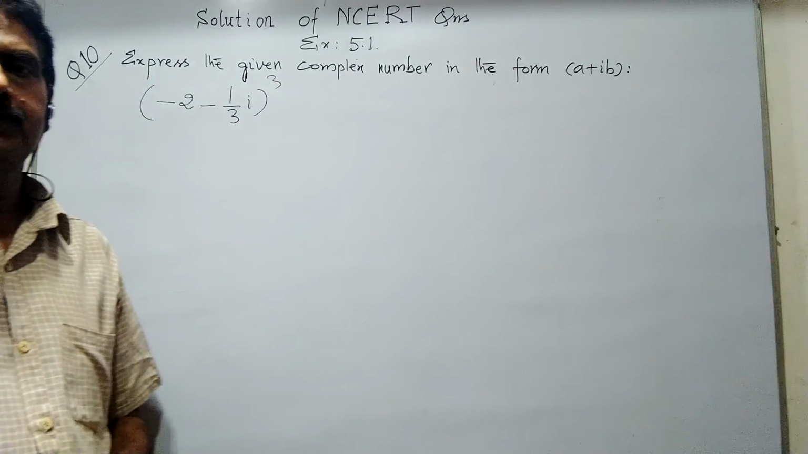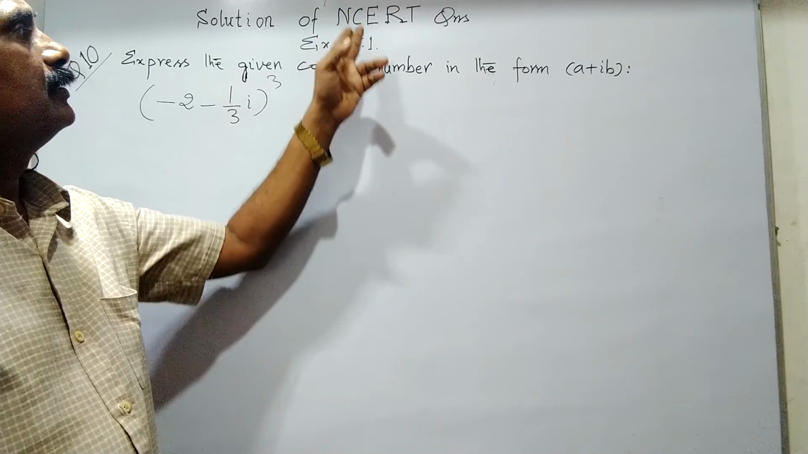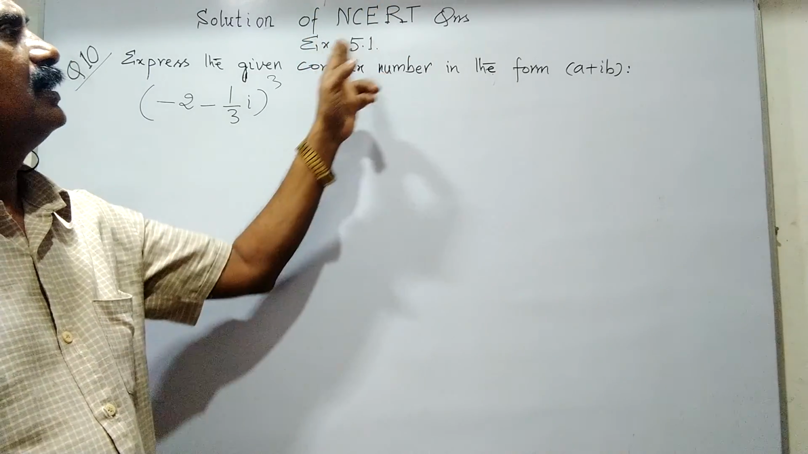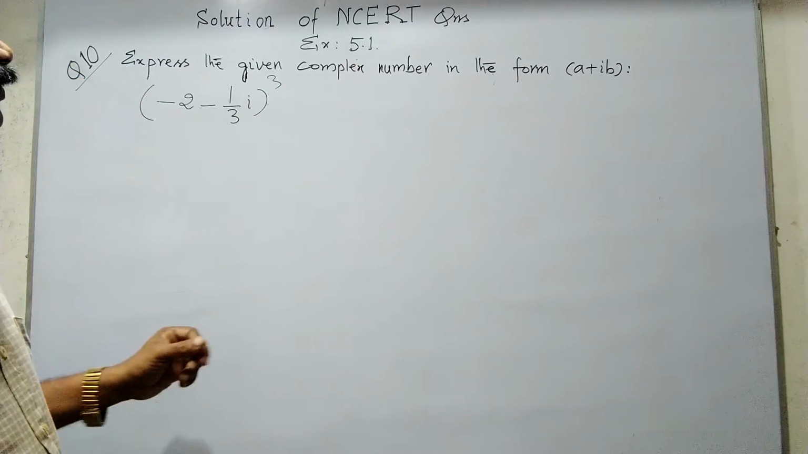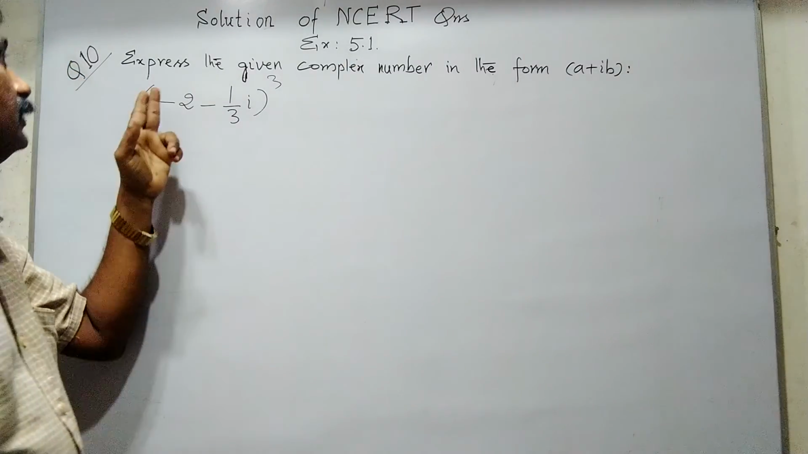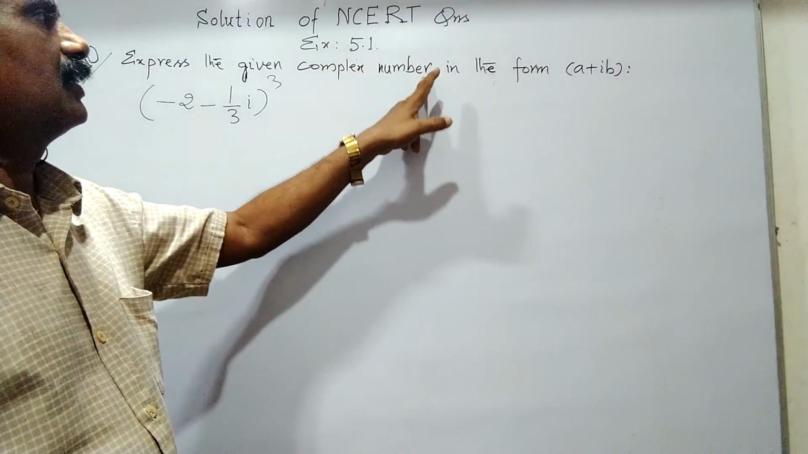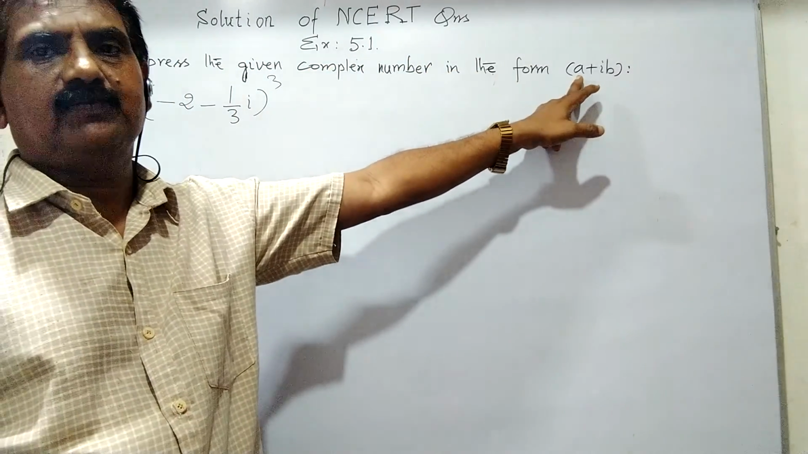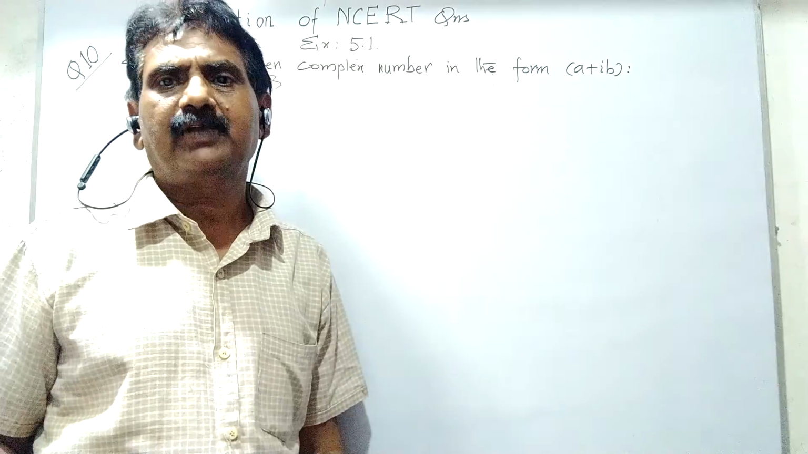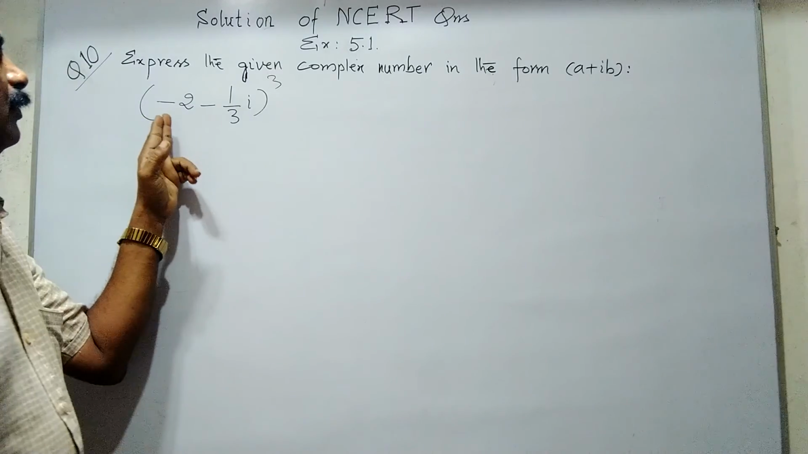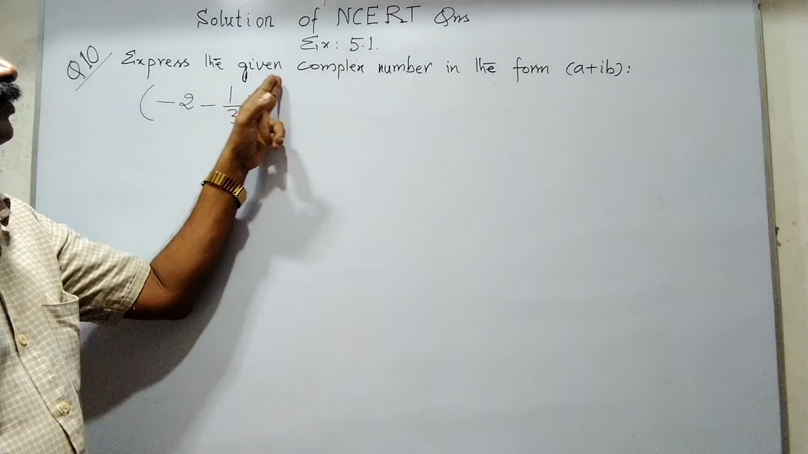Okay, student, we are now again at chapter Complex Numbers, exercise 5.1, question number 10. Okay, what is the question? Actually, again the same type of question. Express the given complex number in the form a plus ib. Again we have to express in terms of a plus ib. The question is: (-2 - i/3) whole cube.